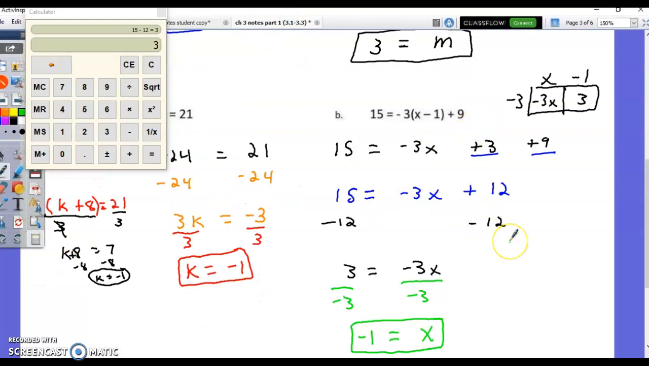All right, so again, this is using those other two steps, distribute, combine like terms. Then you're typically adding or subtracting terms to get them on one side of the equation. And then you multiply or divide as your final step.